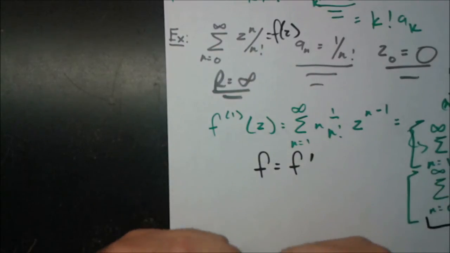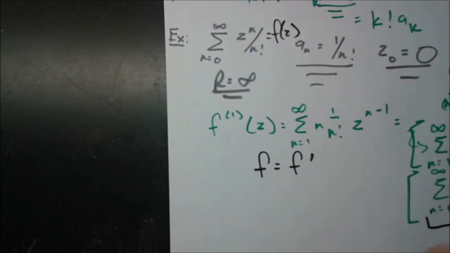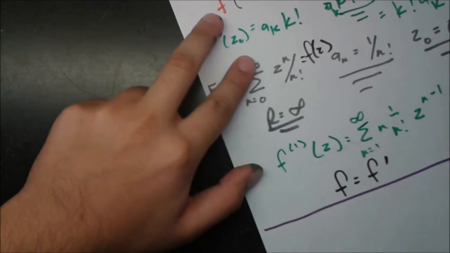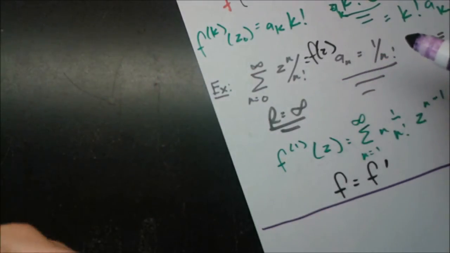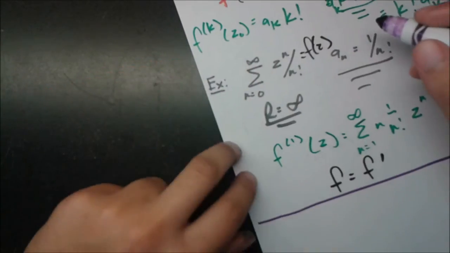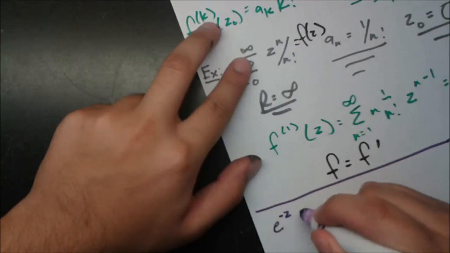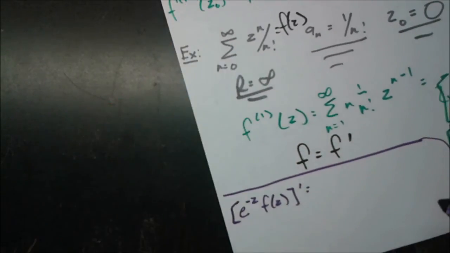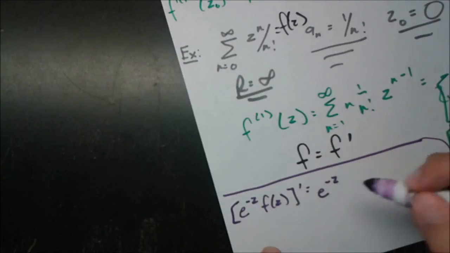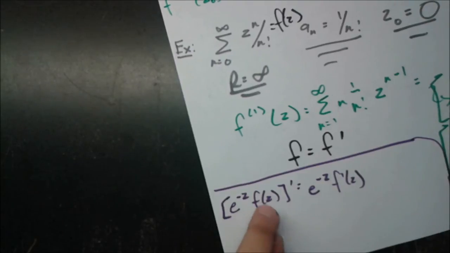It is its own derivative. And what function do we know that is its own derivative in calculus? Well, it's the exponential function. So as the last part of the video, let's really fast prove that f is the exponential function, that the exponential function is given by this power series. What we're going to do is look at the function e to the negative z times f of z, and take its derivative.